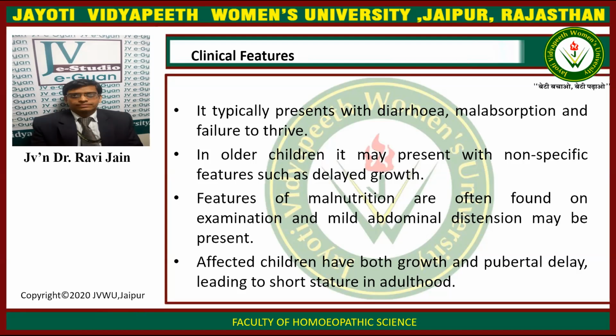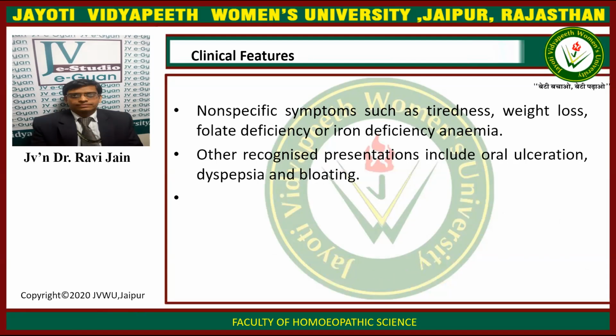So there can be mild abdominal distension. The affected children have both growth and pubertal delay, leading to short stature in adulthood. So the affected children have both the growth delay and the delay in the development of secondary sexual characters during puberty, leading to short stature during adulthood.